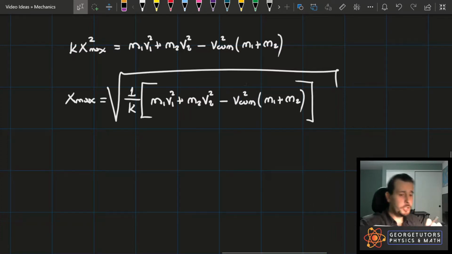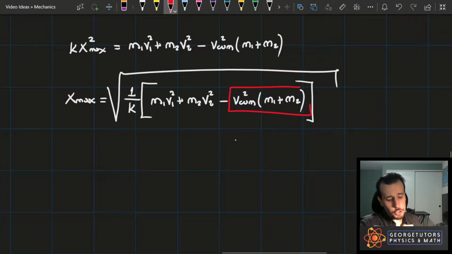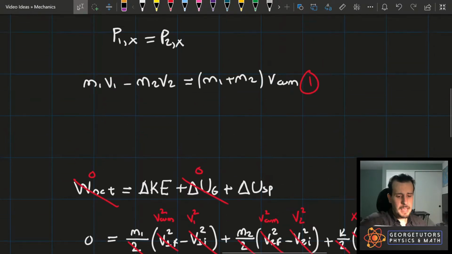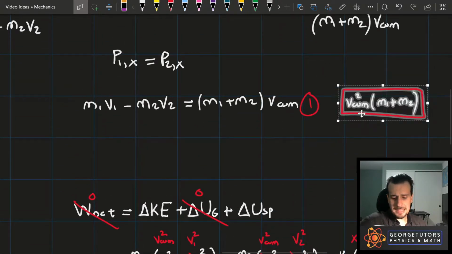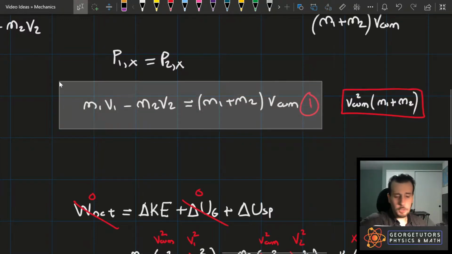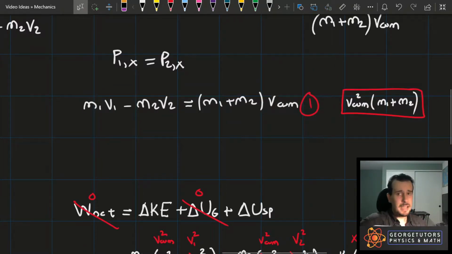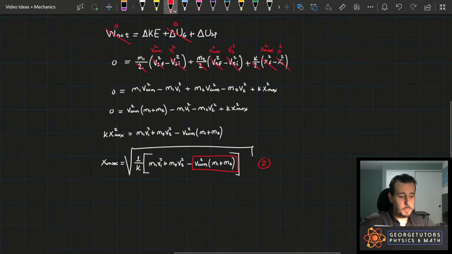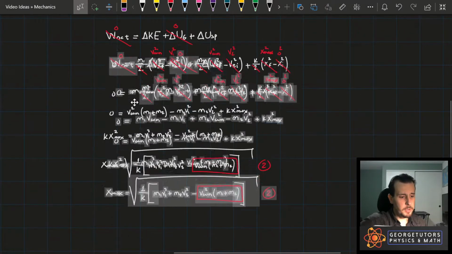However, I'd like to point your attention to the entire term right here, vcom squared times m1 plus m2. If there was a quick way for me to skip some steps here, I'd like to mimic it from the momentum equation that I have up there. And then I can make a very quick substitution of equation 1 into 2 and be done with my work. So how can I do that right now?